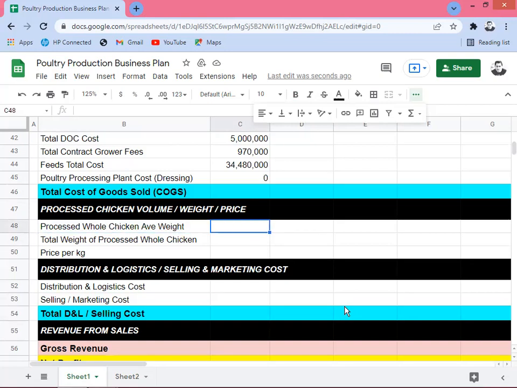Okay, the processed whole chicken average weight would be 1.5. Some businesses have 1.7, 1.8 kilogram, or even 2 kilogram, but I'm just going with the smallest bird of 1.5 kilogram. We're talking about whole chicken after dressing the chicken.